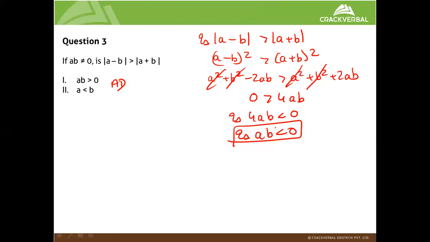Now the second statement tells me A is less than B. Now think about it logically, right? For AB to be less than 0, I need A and B both to be of opposing signs, right? A can be positive, B can be negative, or A can be negative, B can be positive. But if I've been given information that A is less than B, both A and B can be positive, both A and B can be negative, or A can be negative and B positive. So clearly the second statement does not give me enough information to say that AB is less than 0. It can be, it also may not be. So the answer here quickly is alpha.